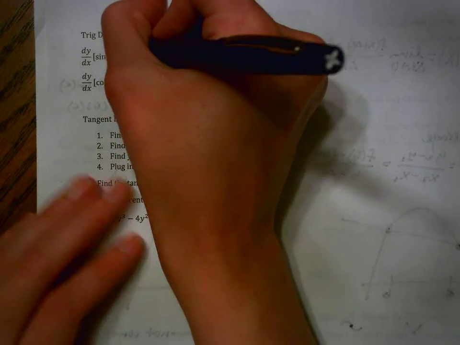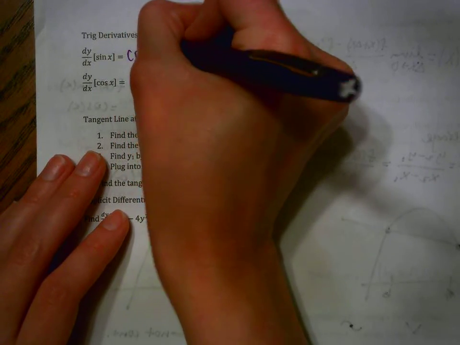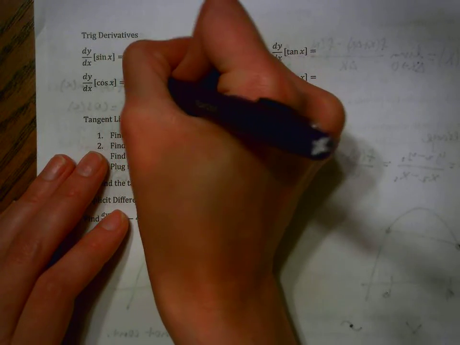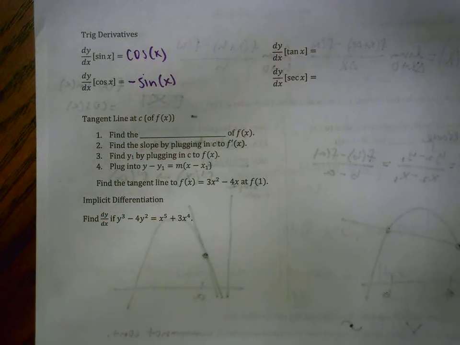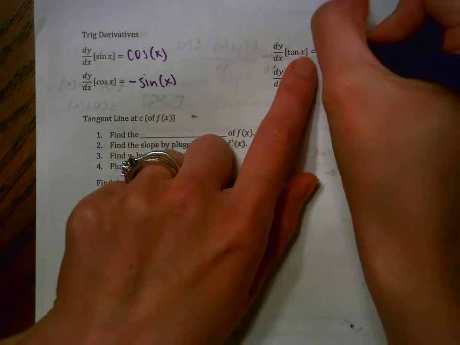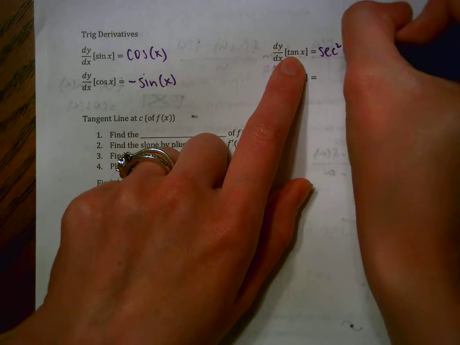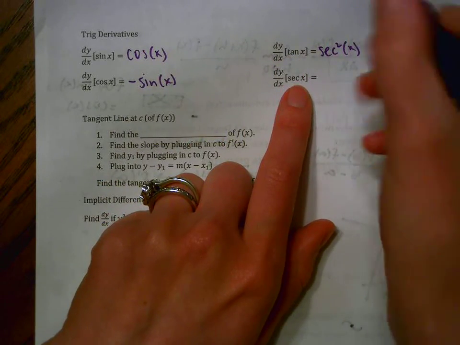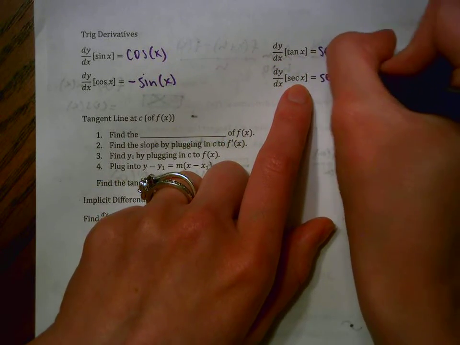So the derivative of sine is cosine. The derivative of cosine is negative sine. So find a way to remember that. And then the derivative of tangent is secant squared. The derivative of secant is secant times tangent.